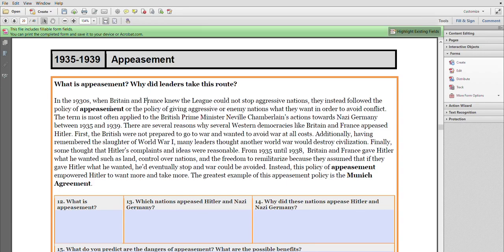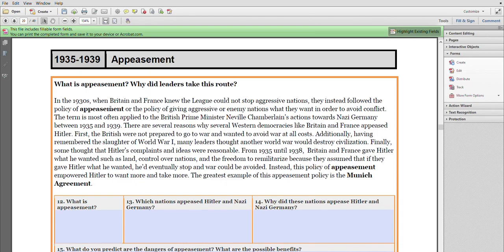There are several reasons why several Western democracies like Britain and France appeased Hitler. First, the British were not prepared to go to war and wanted to avoid war at all costs. Additionally, having remembered the slaughter of World War I, many leaders thought another world war would destroy civilization. Finally, some thought that Hitler's complaints and ideas were reasonable.